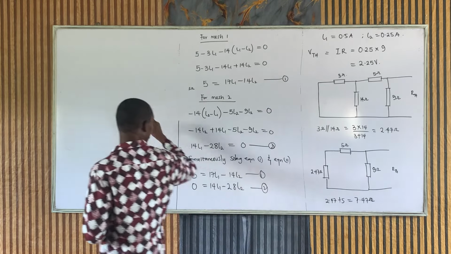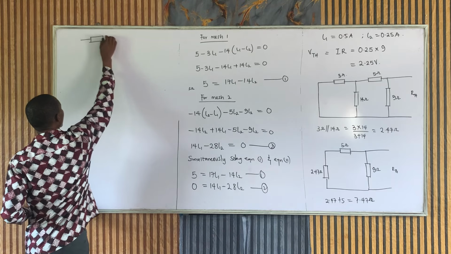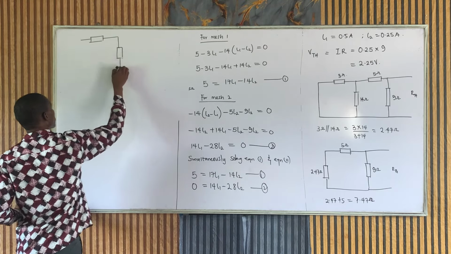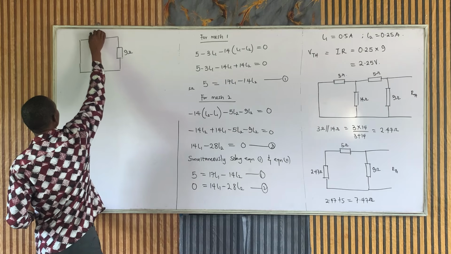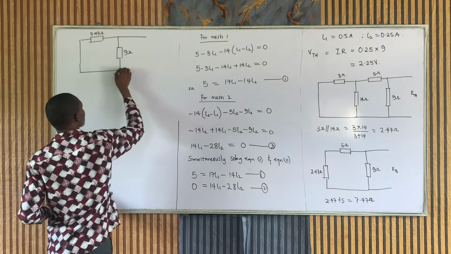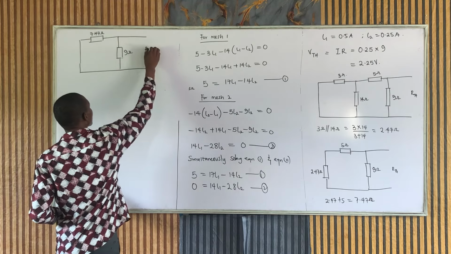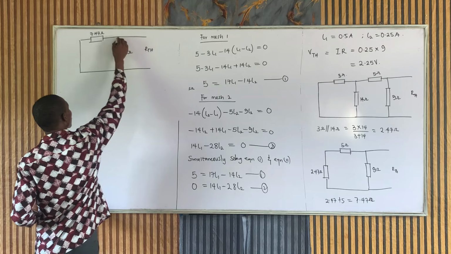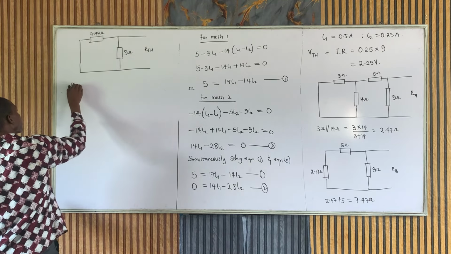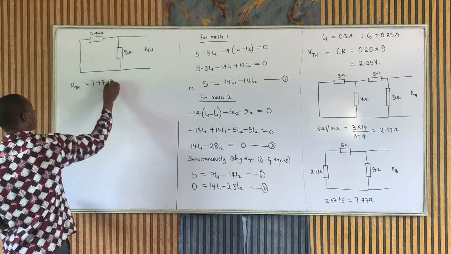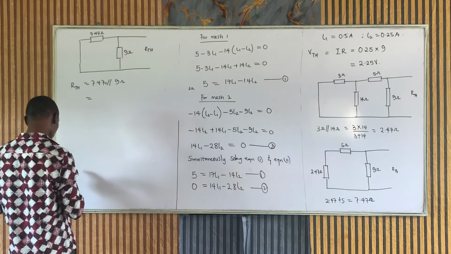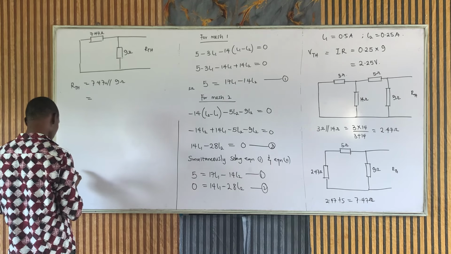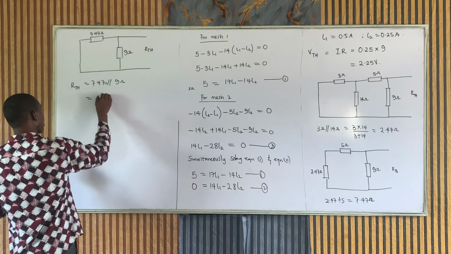Now, this will be redrawn in this manner. This is 9 ohms and this is 7.47. So our RTH is simply these two in parallel, because when current comes from here, some will go here, some will go here. So our RTH is going to be 7.47 in parallel with 9 ohms. This is simply going to be 7.47 times 9 divided by 7.47 plus 9. This is 4.082 ohms.